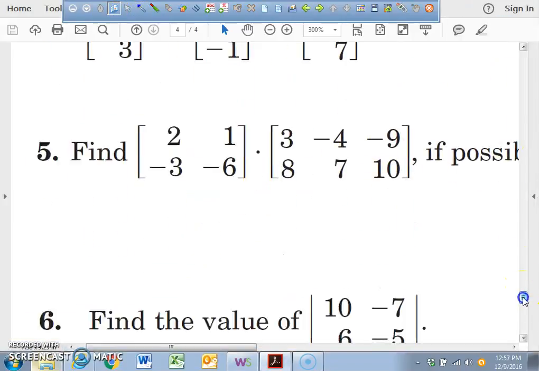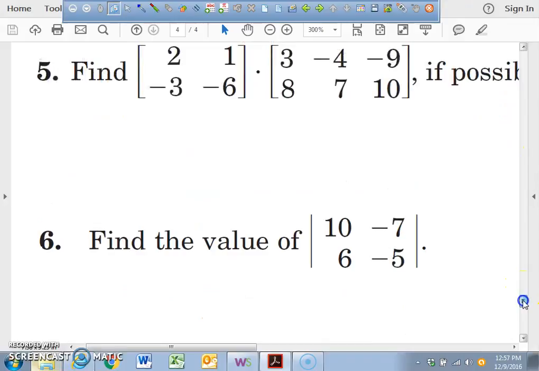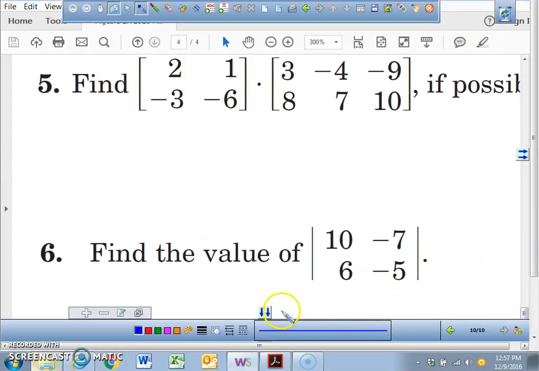All right, now we're going to scroll down. Ooh, this will be the easiest. I think this will be the easiest problem on the whole non-calculator portion. By the way, this symbol right here lets you know you need to find what's known as a determinant.